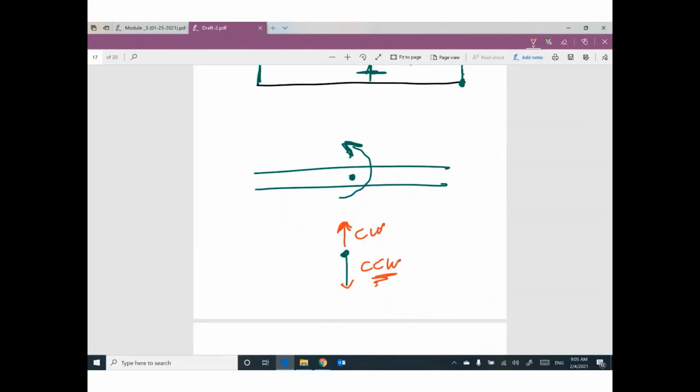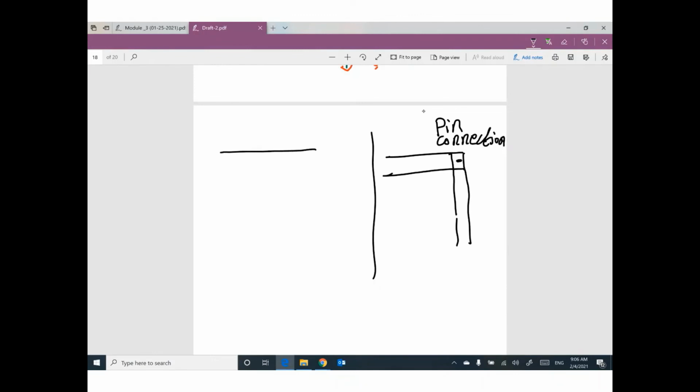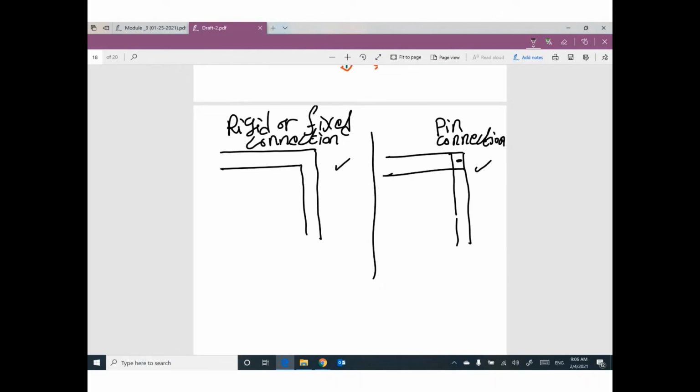Let me explain it to you. Guys, sometimes we have something called pin connection. Sometimes we have rigid or fixed connection. This one looks like this. This one looks like this.